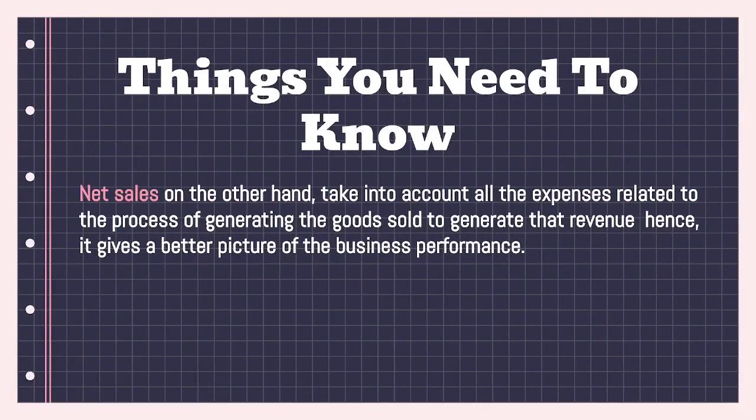We also have net sales. Net sales, on the other hand, take into account all the expenses related to a product. So if I sell a product for, let's say, 100K, and I spent maybe 60K making that product, on services, storage, electricity, freight, and all that, I take 100 minus 60, which is my expenses, and I get 40, which is now my profit. So that's net sales. Net sales takes into account all the expenses related to generating the goods sold to find the revenue. Hence, it gives a better picture of the business performance, whether they're making profit, loss, gain, anything like that.